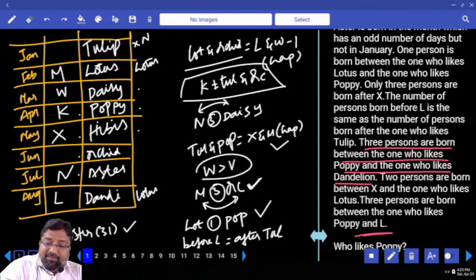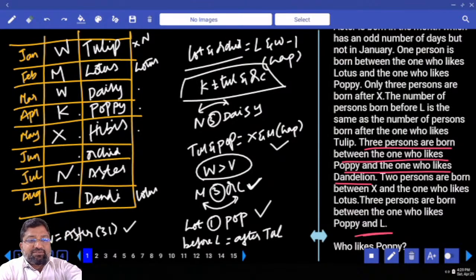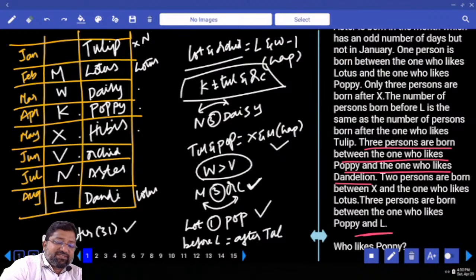There is one point here. W is before V. So this is W and this is, sorry, W last time got it. This is V. After W only we will have V.